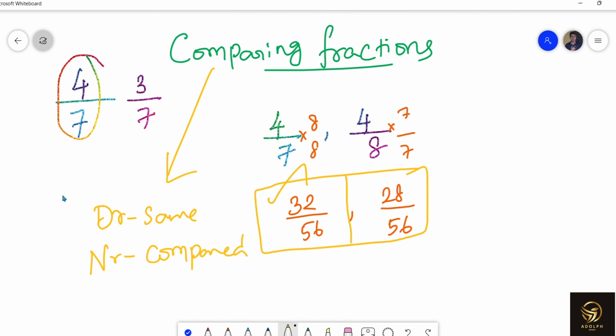Not only for this, for the other operations as well, we'll be using the same condition. The denominator should be the same and the numerators should be compared or added or subtracted. So by using the same recipe, we can find these three things. We can compare the fractions, we can add the fractions, we can subtract the fractions, but we can do it only on the numerator and ensure that the denominator is the same.